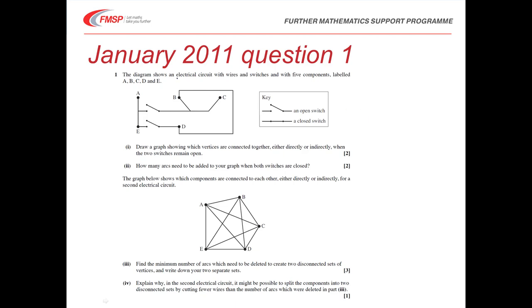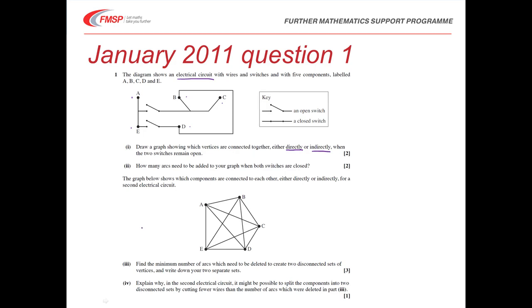So we have an electrical circuit with wires and switches and components labelled as shown. Draw a graph showing which vertices are connected together, notice either directly or indirectly, when the 2 switches remain open. And I can see straight away A and E are connected already when the switches are open, and B is connected to C, C is connected to D, and I can get from B to D, so these 3 form a little group all connected to each other. How many arcs need to be added when both switches are closed? Well, we'll think about that in a moment.